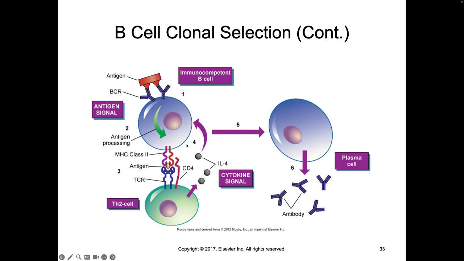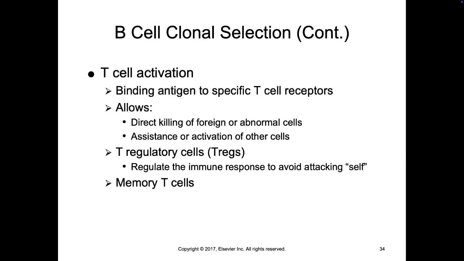Interleukins then stimulate the differentiation of this bound B cell into a plasma cell, and then we produce large amounts of antibody. So without the T helper cell, the humoral immune response is muted and relatively ineffective. That's a very important point to understand.